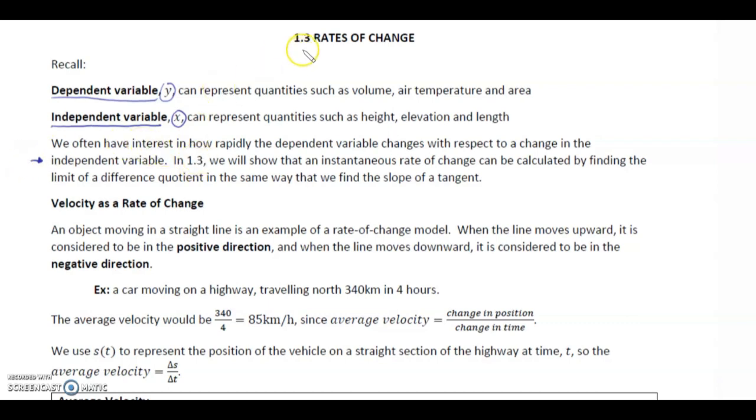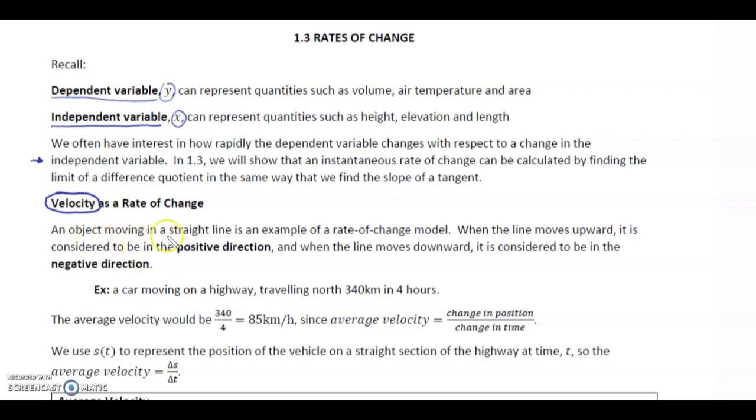In 1.3, this rates of change, we will show that an instantaneous rate of change can be calculated by finding the limit of the difference quotient, in some way that we can find the slope of the tangent. So this is a continuation of yesterday. Let's talk about velocity as a rate of change. This is one of the most commonly used applications.